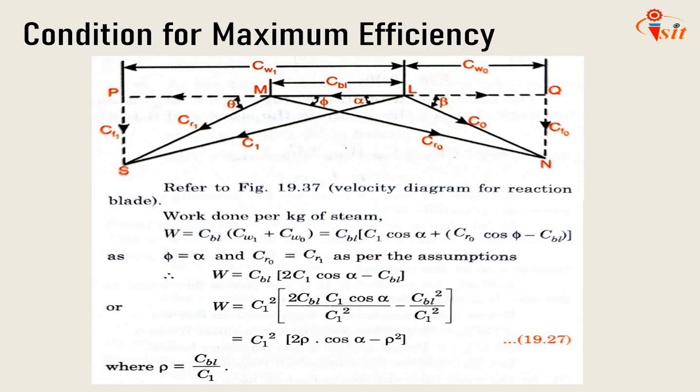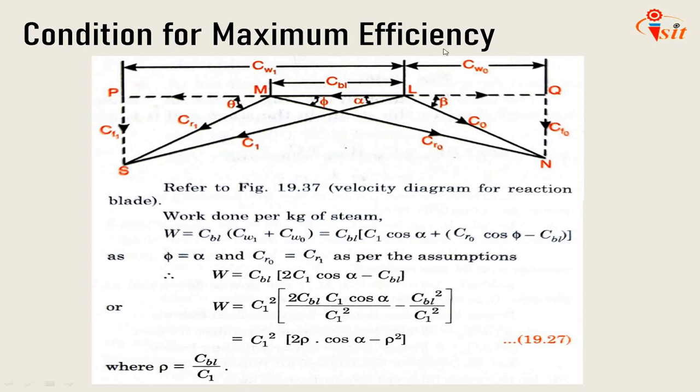Now the condition for maximum efficiency is derived by making some assumptions. The first assumption is the degree of reaction is 50%, that we need to consider here. And the moving and fixed blades are symmetrical. Symmetrical means CR0 equal to CR1, that we need to remember. And the third assumption is the velocity of steam at exit from the preceding stage is the same as the velocity of steam at the entrance to the succeeding stage. So that we need to consider here. The velocity of steam at exit for the preceding stage is the same as for the succeeding stage at the entrance.